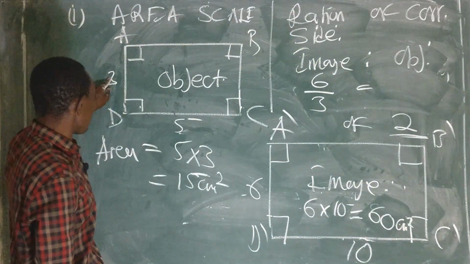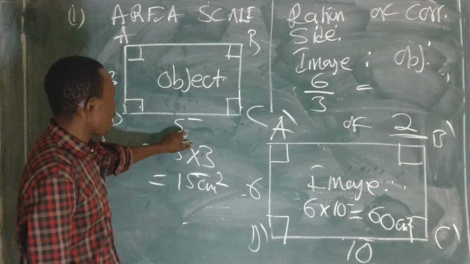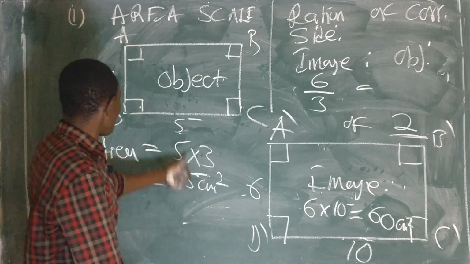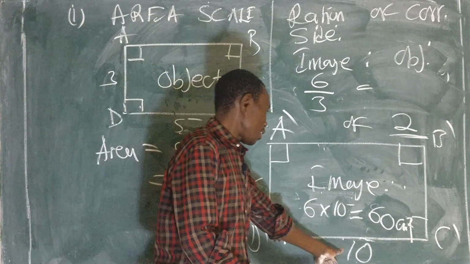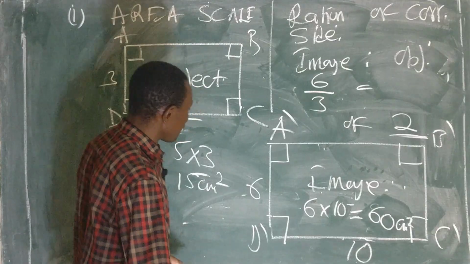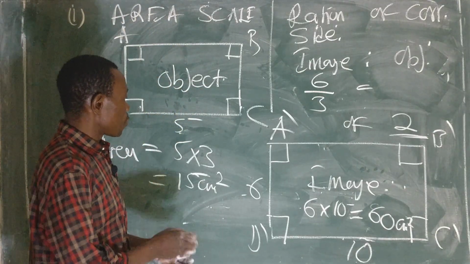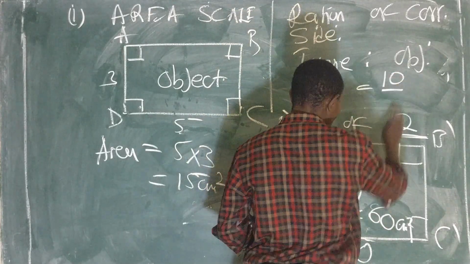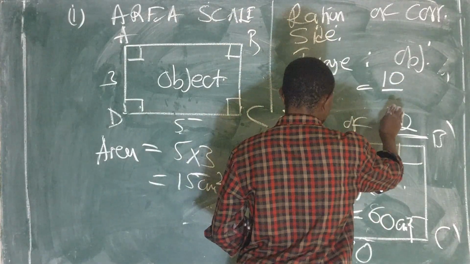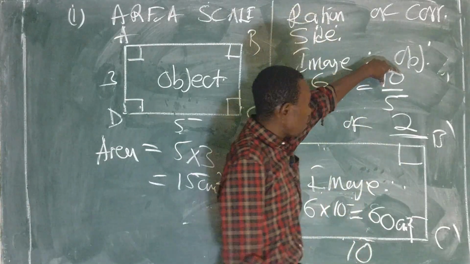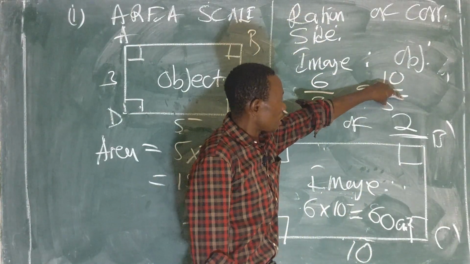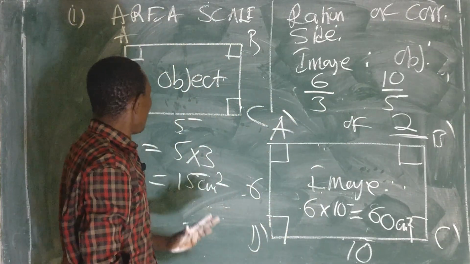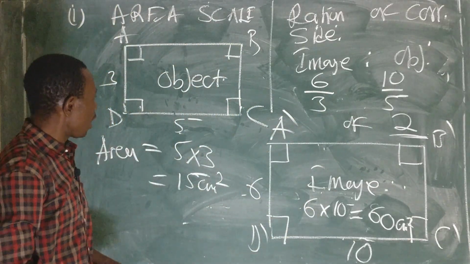Because if this one is 3, this is 5, and the scale factor is 2, you multiply this one by 3, you get 6. You multiply 2 by 5 here, you get 10. So now, if we take the ratio, we'll see that the length will give us the ratio of 10 to 5. This is for the image. This one is for the object.